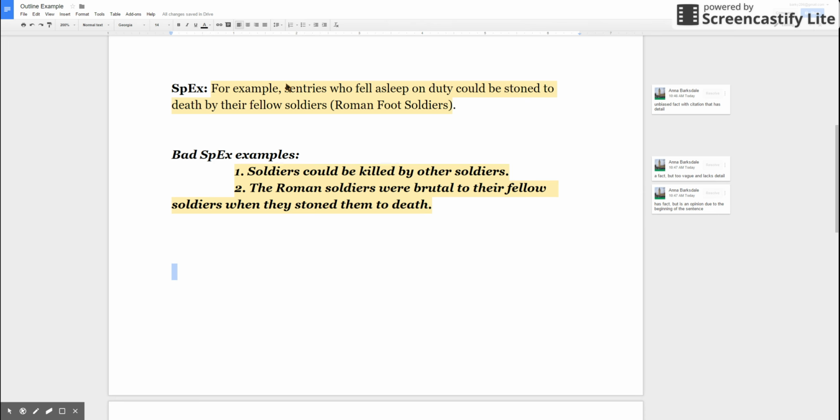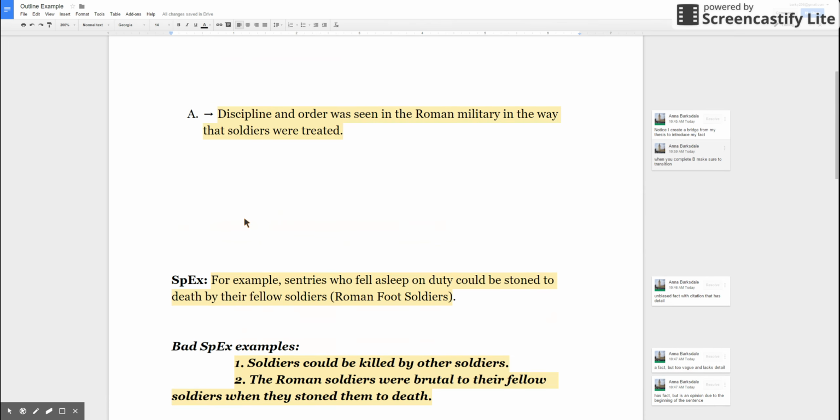Okay, so that's my specs. This is where my focus is. So now I need to build the rest of my outline.